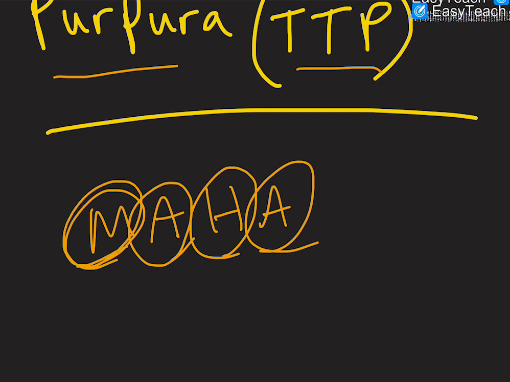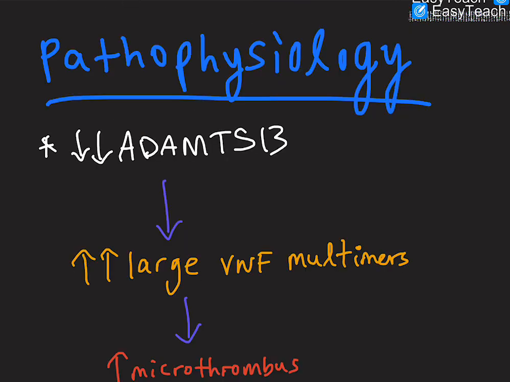Microangiopathic, small blood vessels. Hemolytic, you lyse red blood cells. Anemia, due to lysing of the red blood cells, you get anemia. Okay, so let's go and see how this works.